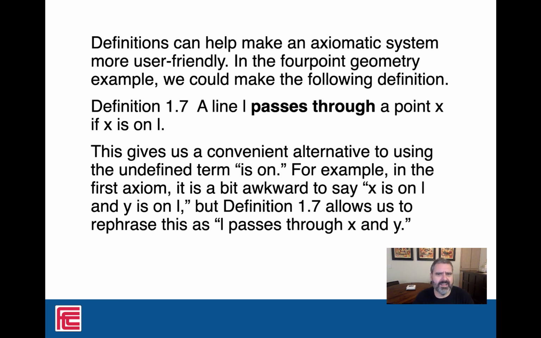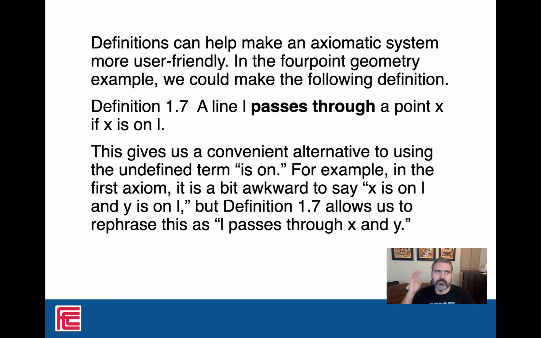Like, we have this idea of a point is on a line, but what does it mean to be "is on"? Like, we never defined that. It was one of our undefined terms. But here we can say, well, let's start at least with the relationship. If a point is on a line, then we can say that that line passes through a point.